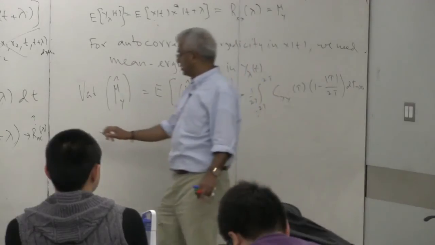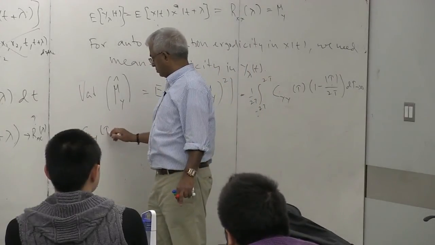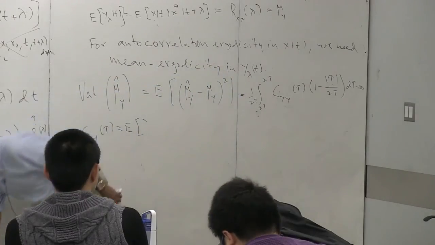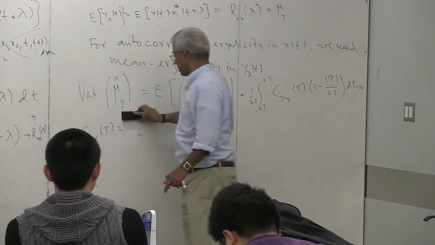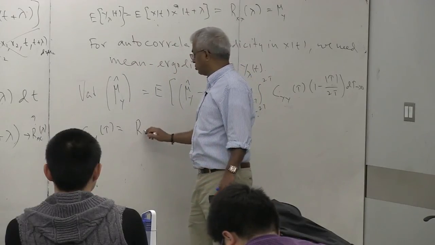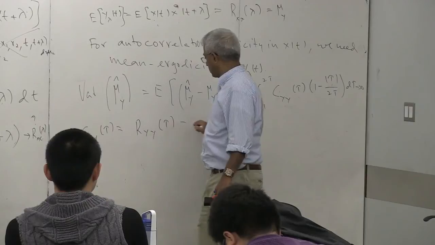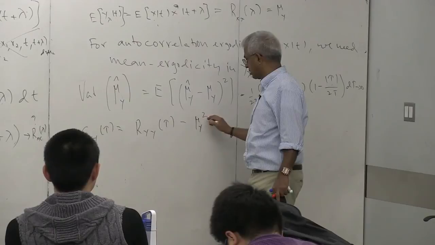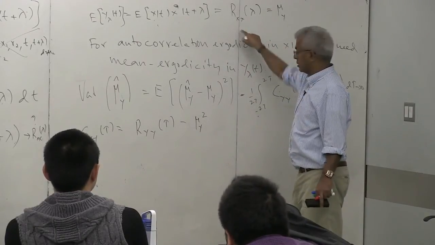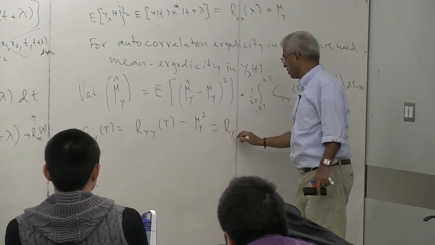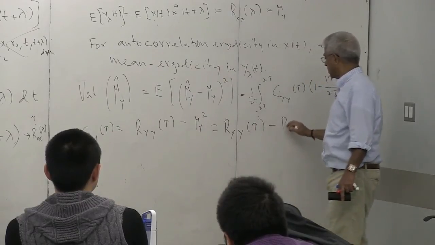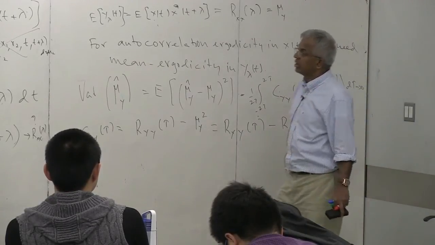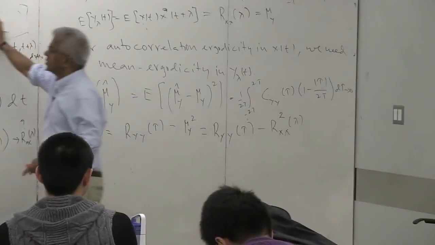Now what is Cyy tau? Cyy tau is what? Ryy tau minus mu y squared. But mu y is what? So that's Ryy tau minus Rxx lambda squared, right? Now let's compute Ryy for you.